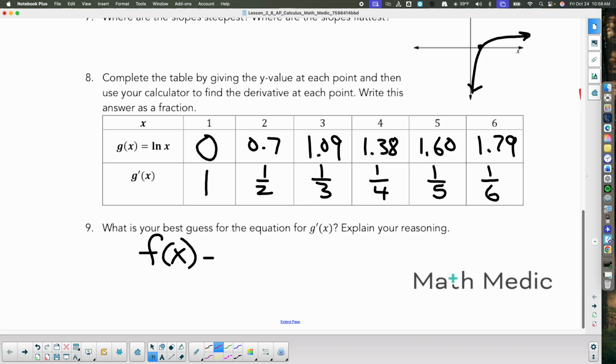So, if the original function is ln of x, Barbo, what would be the derivative given those answers? Otherwise, I can give you some guidance. At x equals 2, the derivative is 1 over 2, and at x equals 3, the derivative is 1 over 3. So the equation should be, perfect, 1 over x. The derivative of ln of x is 1 over x.